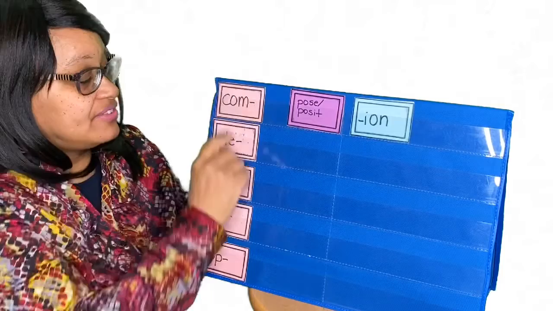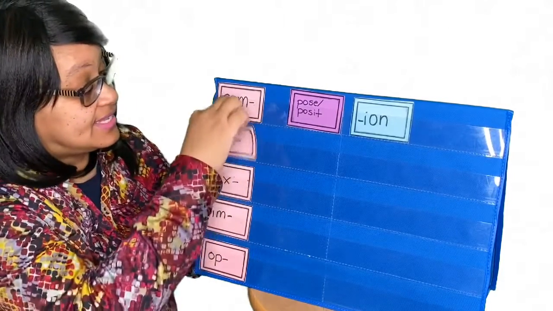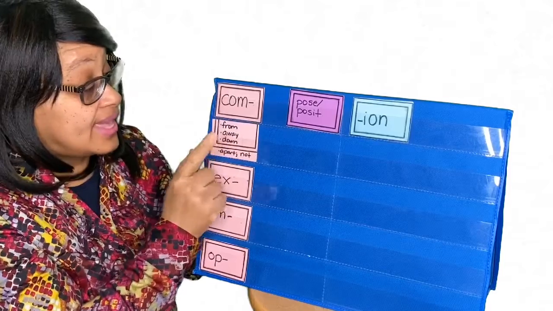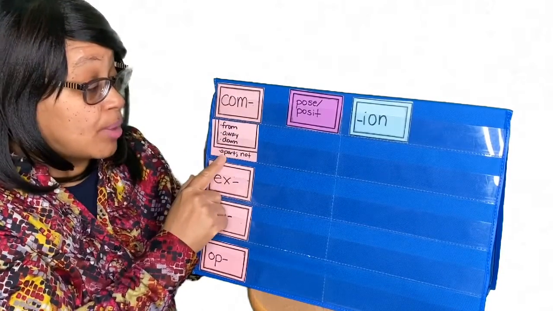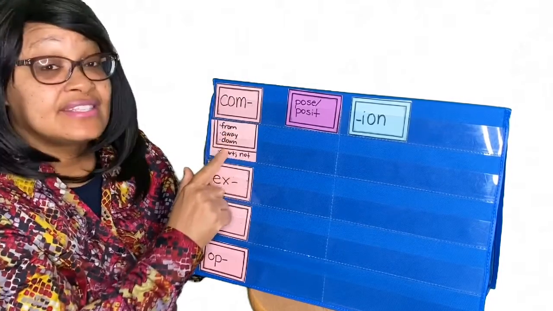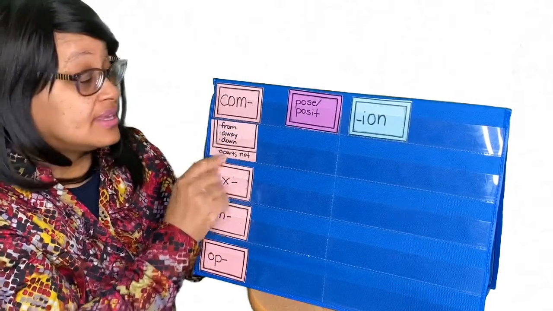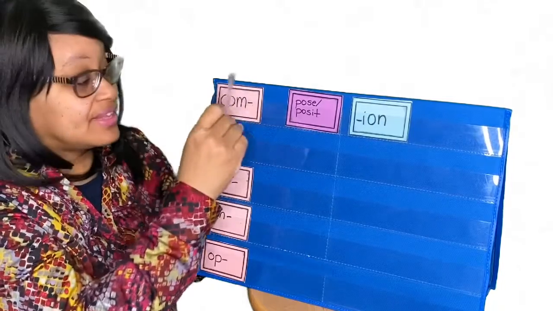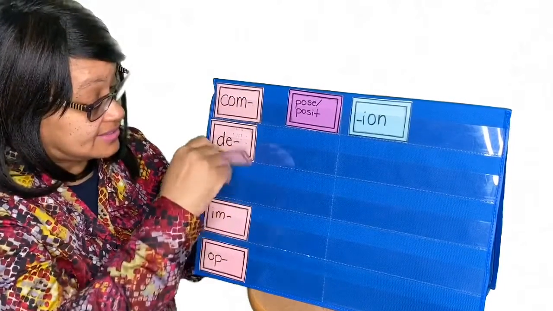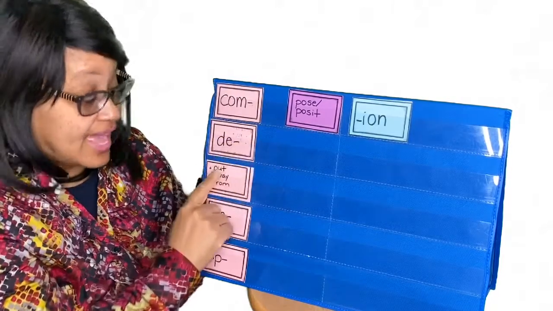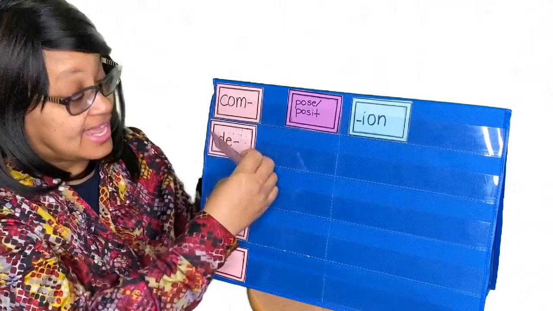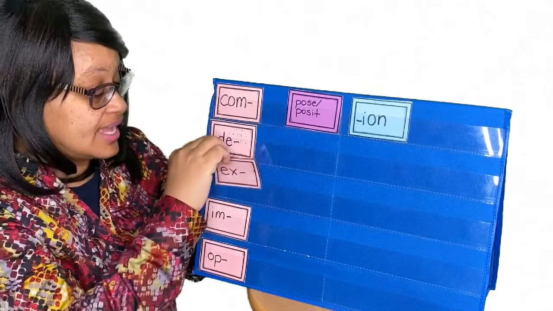We have the prefix d. D means from, away, down, apart, or not. So D has several possible meanings. It's a multi-prefix. The prefix ex. Ex means out, away, or from. It has three meanings, so it is a multi-prefix.